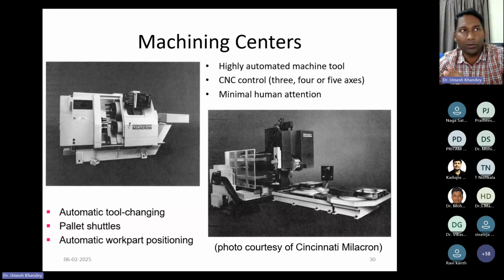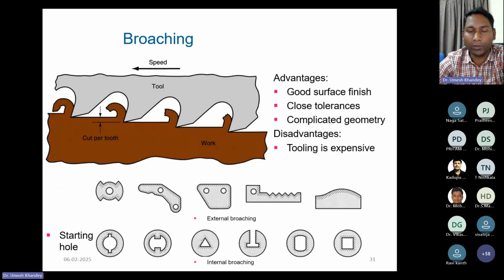Then CNC controlled machine tools are available. Minimal human intervention is required. Next, automatic tool changing, pallet shuttle, automatic work part positioning. These are some of the characteristics which are generally available in machining centers. Most of the machine tools are now CNC machines, computer numerically controlled.